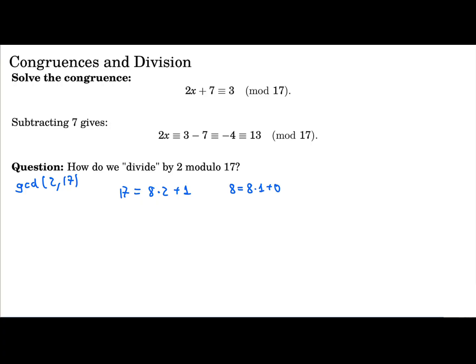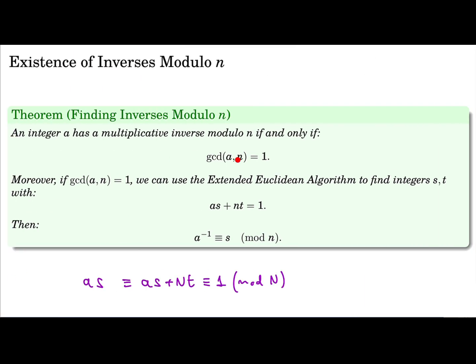And so this means that the GCD is this number over here, right? It's the non-zero remainder before the 0 happens. So here it's just going to be equal to 1. Okay, so since the GCD of 2 and 17 is equal to 1, this means that the inverse exists. So there is a multiplicative inverse. Now, how can we find it? We just need to find this number here.